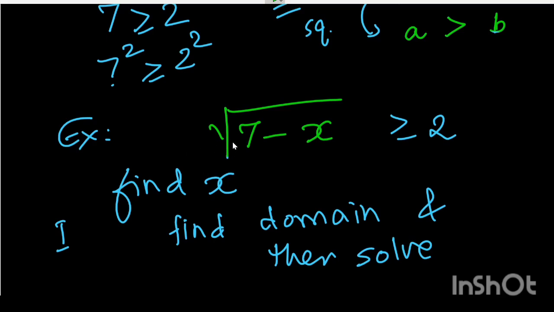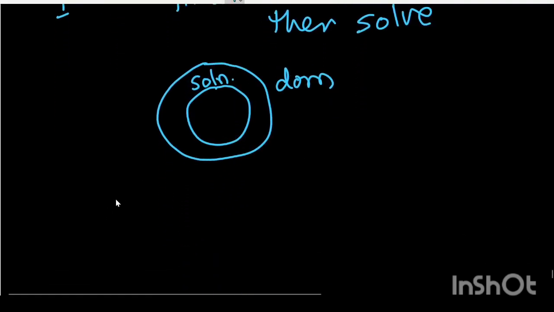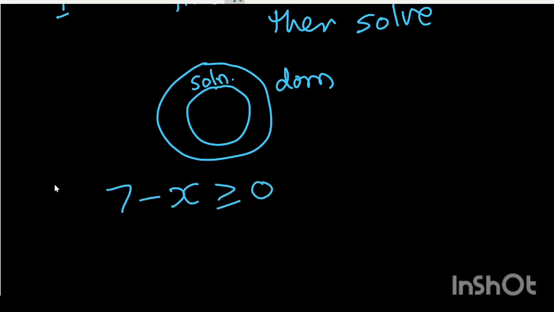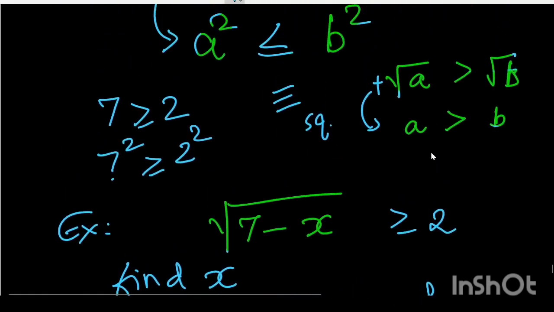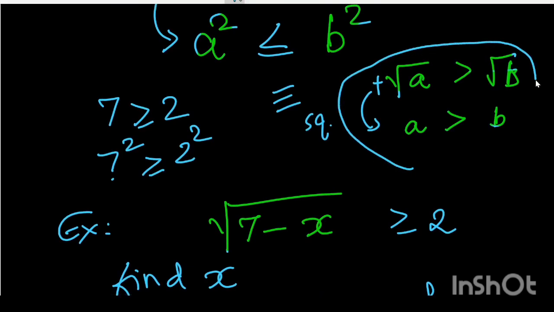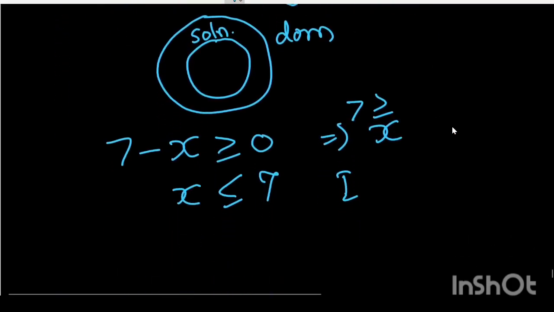So the thing is, we need to ensure that root 7 minus x, the x that needs to be substituted here, okay, that the first thing that we need to calculate is the domain: x is less than or equal to 7. This is the first thing, and then solve. Solve means we can use this fact, root a greater than root b, without changing the sign, a greater than b. Then we can safely square it, and then take the intersection with the domain, which I will tell you in the next step.